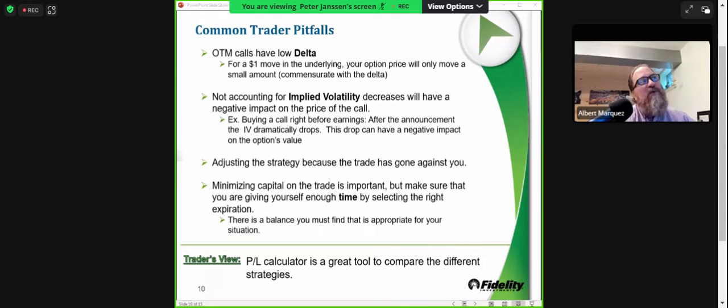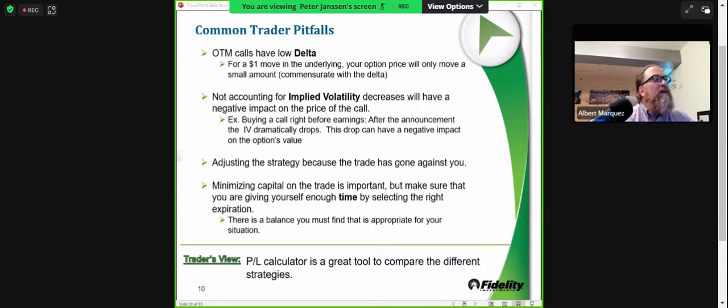But just be aware of what it is that you're dealing with when you start dealing with those lower delta options. The other thing that's important too, and this kind of goes back to that first one, is not accounting for the implied volatility. I think that is one you really have to make sure that you understand, because it's going to make a dramatic difference in the price of your option. And I've got a pretty good example that we can look at real quick. I'll grab the screen here, Peter, and just show an example that I have.